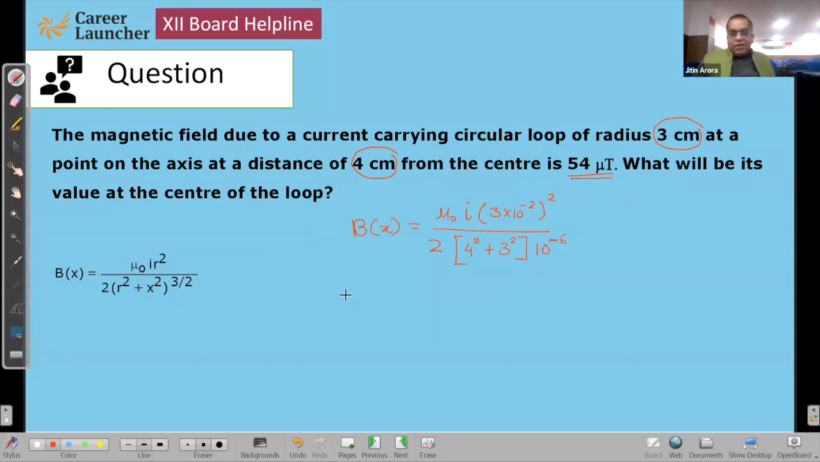Okay, so this is our value of B x, right. So we get 3 mu naught I upon 4 square plus 3 square, that is 9 plus 16, 25, into 2, that is 50. On top we had 10 raised to the power minus 4, below we had 10 raised to the power 6, so this becomes 10 square, right. This is the value of the magnetic field.